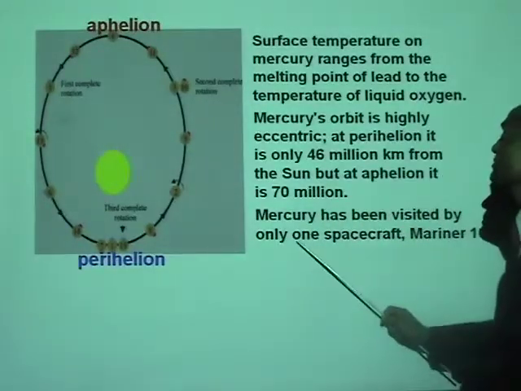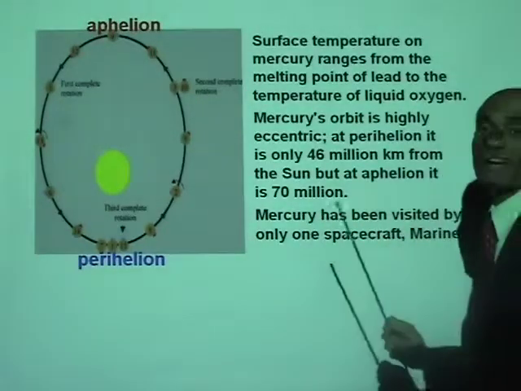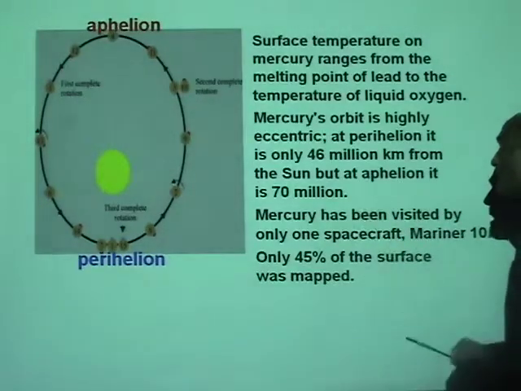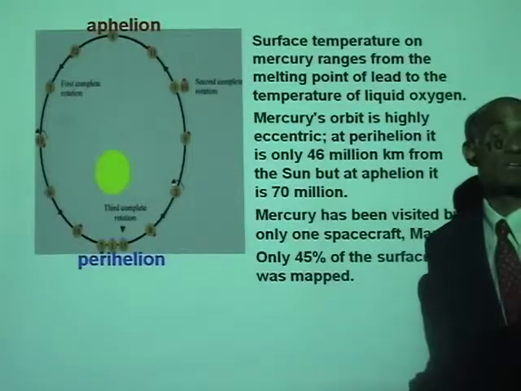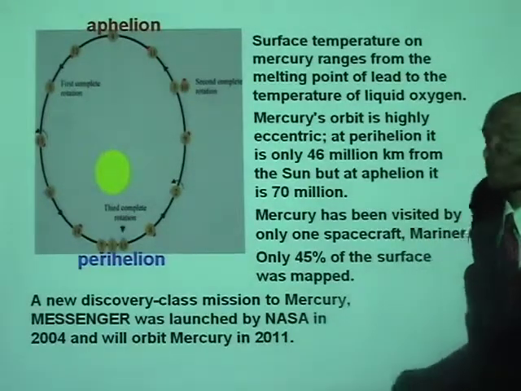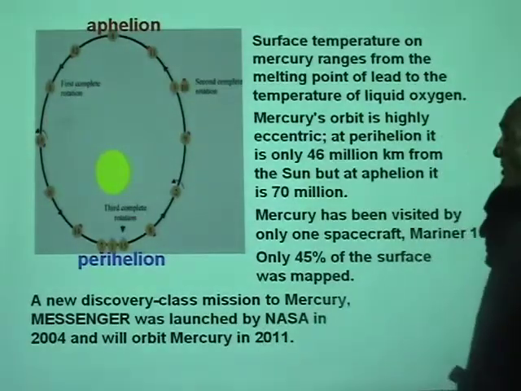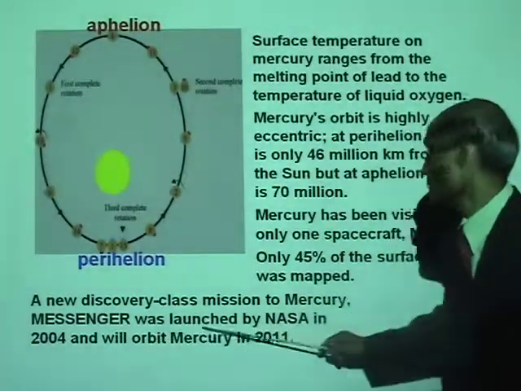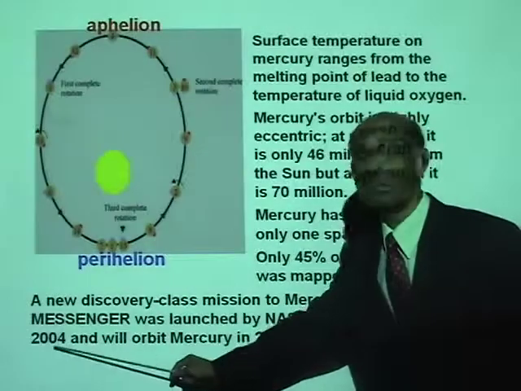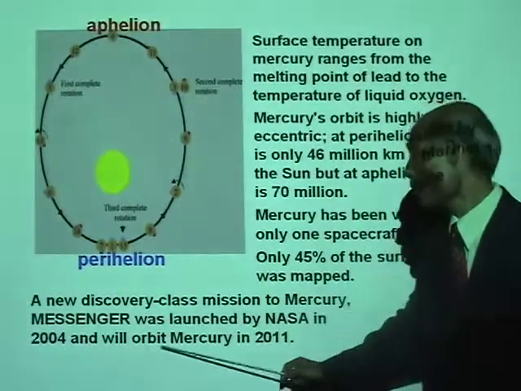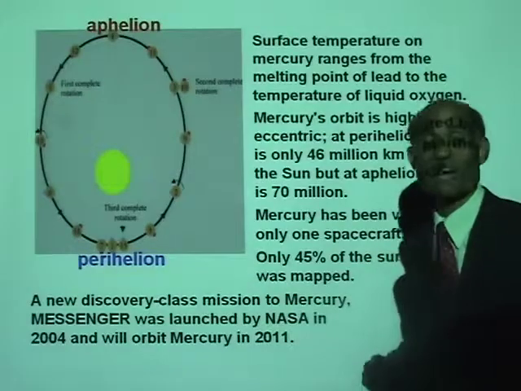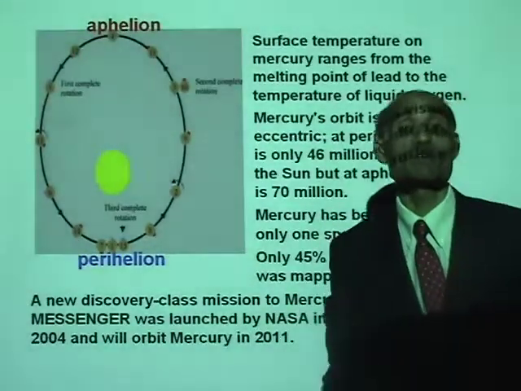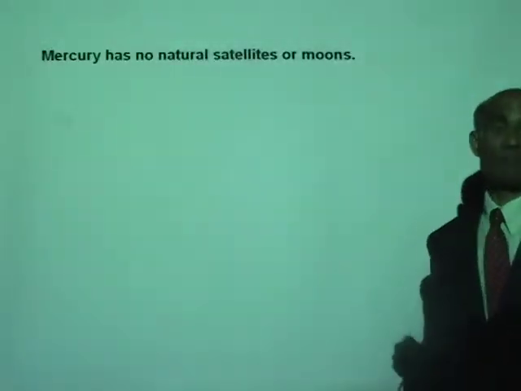Mercury has been visited by only one spacecraft, that is Mariner 10. And only 45% of the surface of Mercury was mapped. Well, a new Discovery class mission to Mercury, Messenger, was launched by NASA in 2004, and it will orbit Mercury in 2011. We hope to get more information on Mercury from that mission.